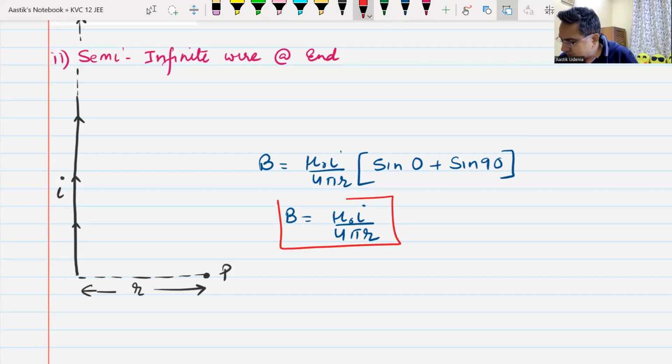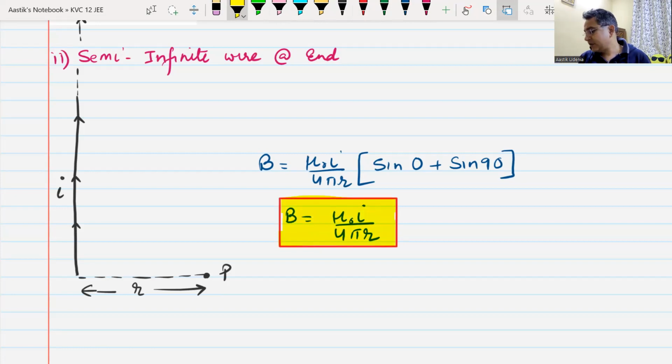Simple result. You just have to remember one formula, and from that one you can find all these results automatically. Magnetic field due to a semi-infinite wire in this particular case, where you find the magnetic field at the end point, or you may call it the starting point of the wire, whatever you want to call it.